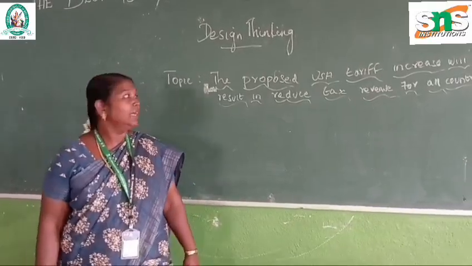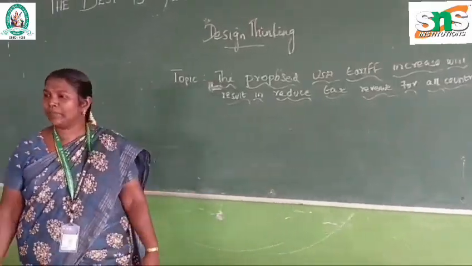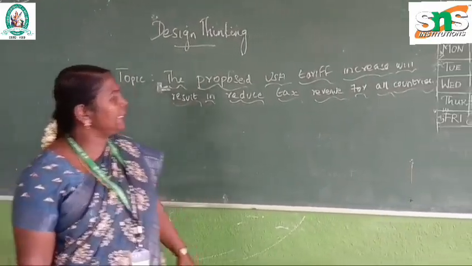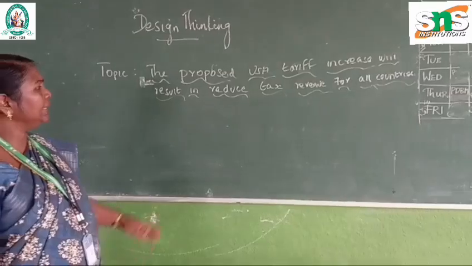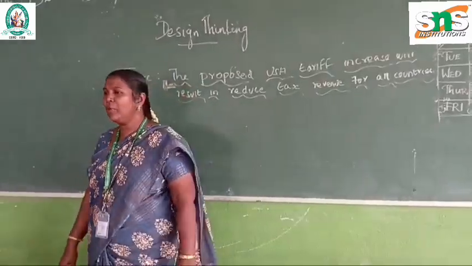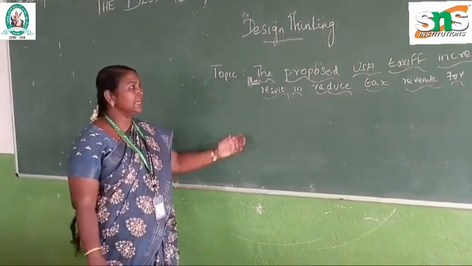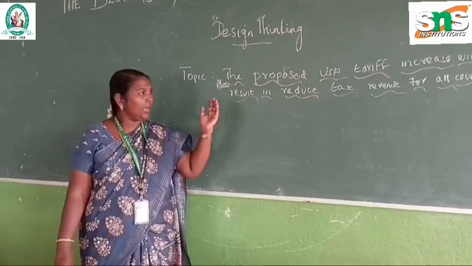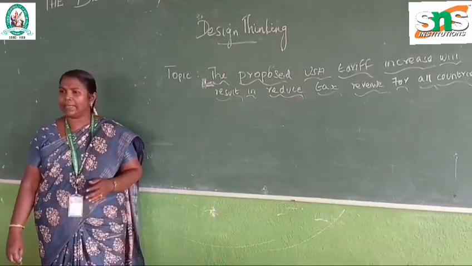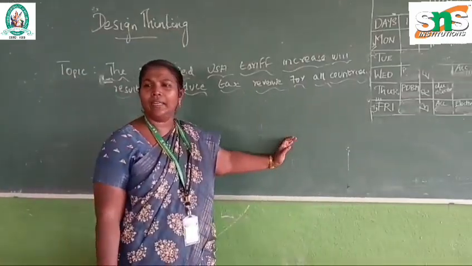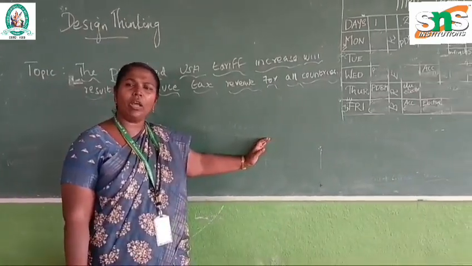Hi everyone, in this recent design thinking concept video, we are going to discuss the topic of how the proposed USA tariff increase will result in reduced tax revenue from all countries. We know that the USA, that is America, is a developed country, the same as China, Russia and Germany, which are all developed countries.